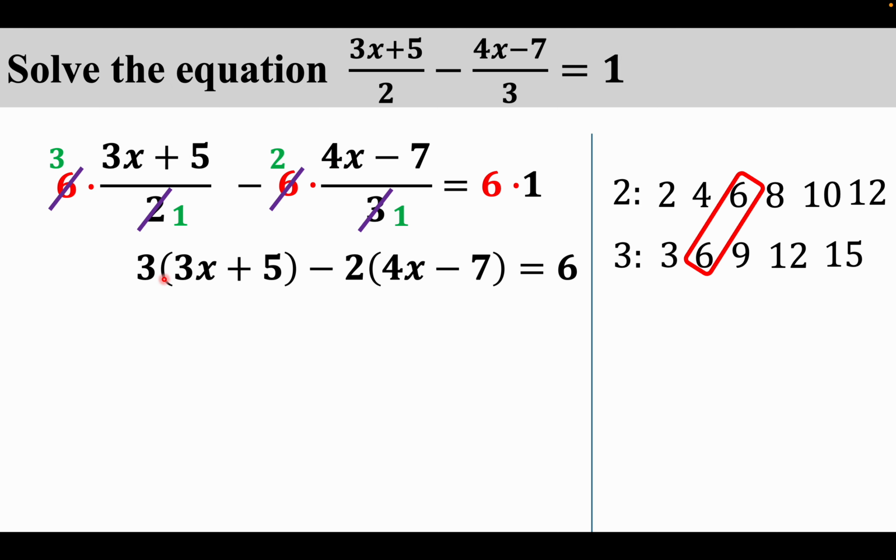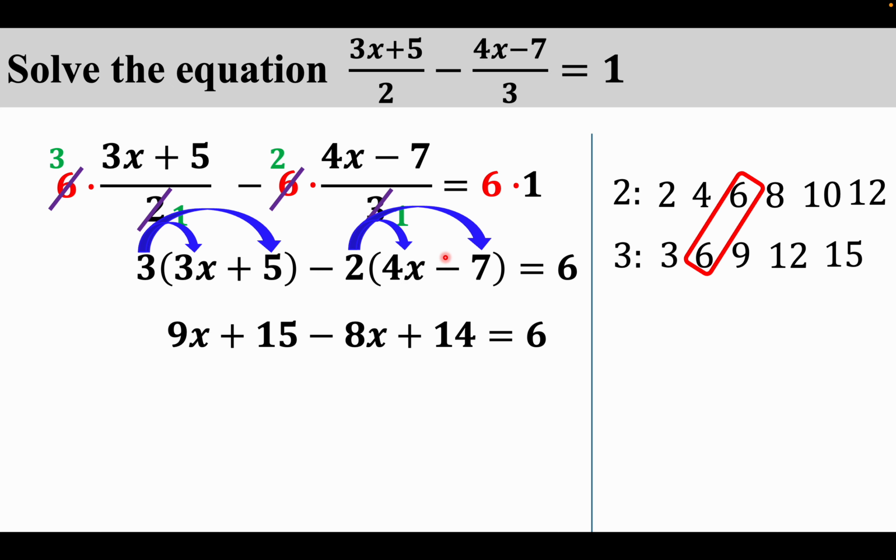Now, from here, we can distribute the 3, that is, multiply everything inside the parentheses by the number 3, as well as every number inside here by that negative 2. And once you do that, you get the following equation. Now, once you have this, 9x minus 8x will give you an x, and 15 plus 14 would give you a 29. So you get x plus 29 equals 6.